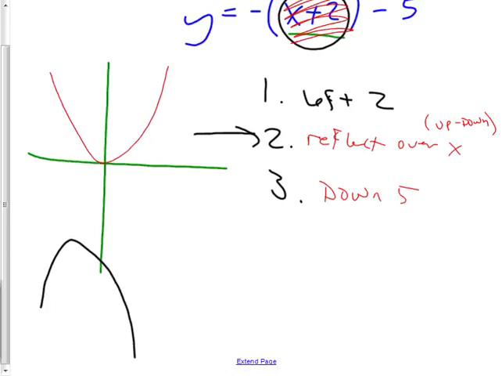Started right here. That's the parent function, the red one. And I moved left 2. Then it got flipped upside down. And then it got moved down there. Okay? I'd like you to try one without me now.